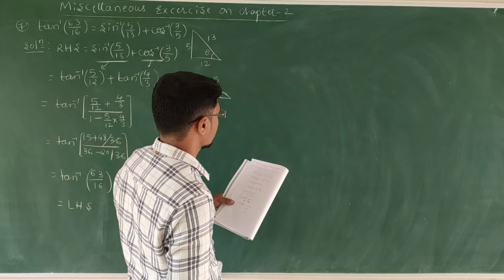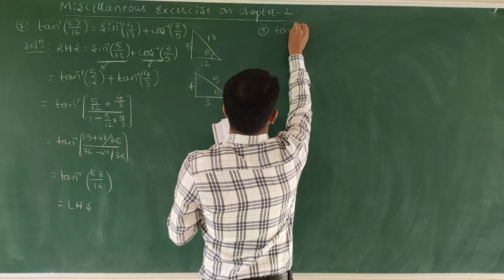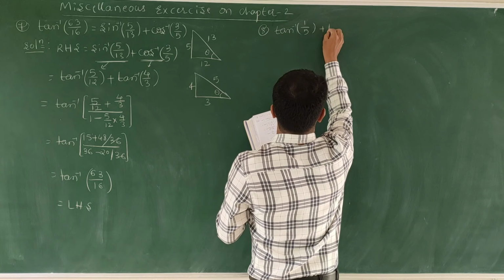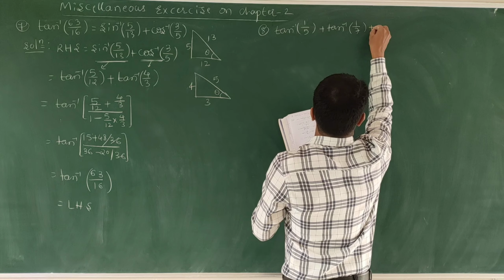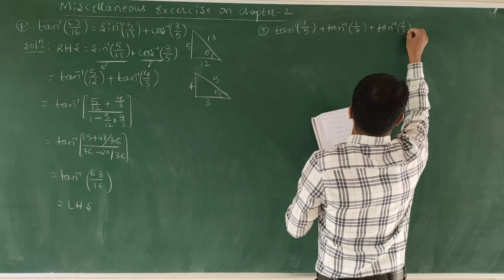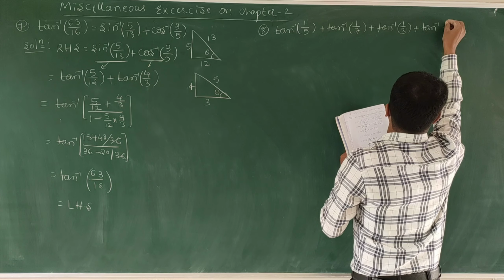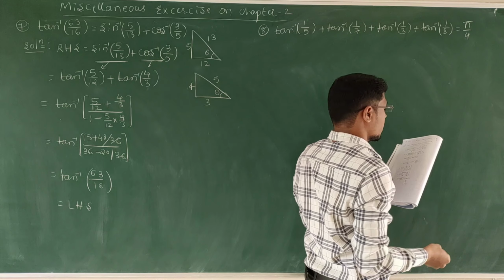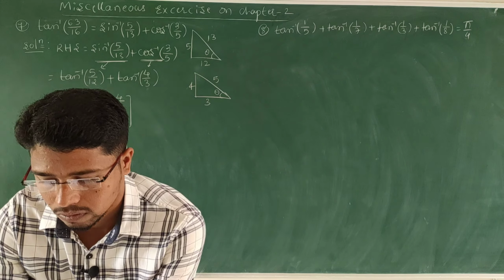Okay, next question is the 8th one, an important one. Tan inverse of 1 by 5 plus tan inverse of 1 by 7 plus tan inverse of 1 by 3 plus tan inverse of 1 by 8 is equal to pi divided by 4. Okay, I have to show that this is equal to pi divided by 4.